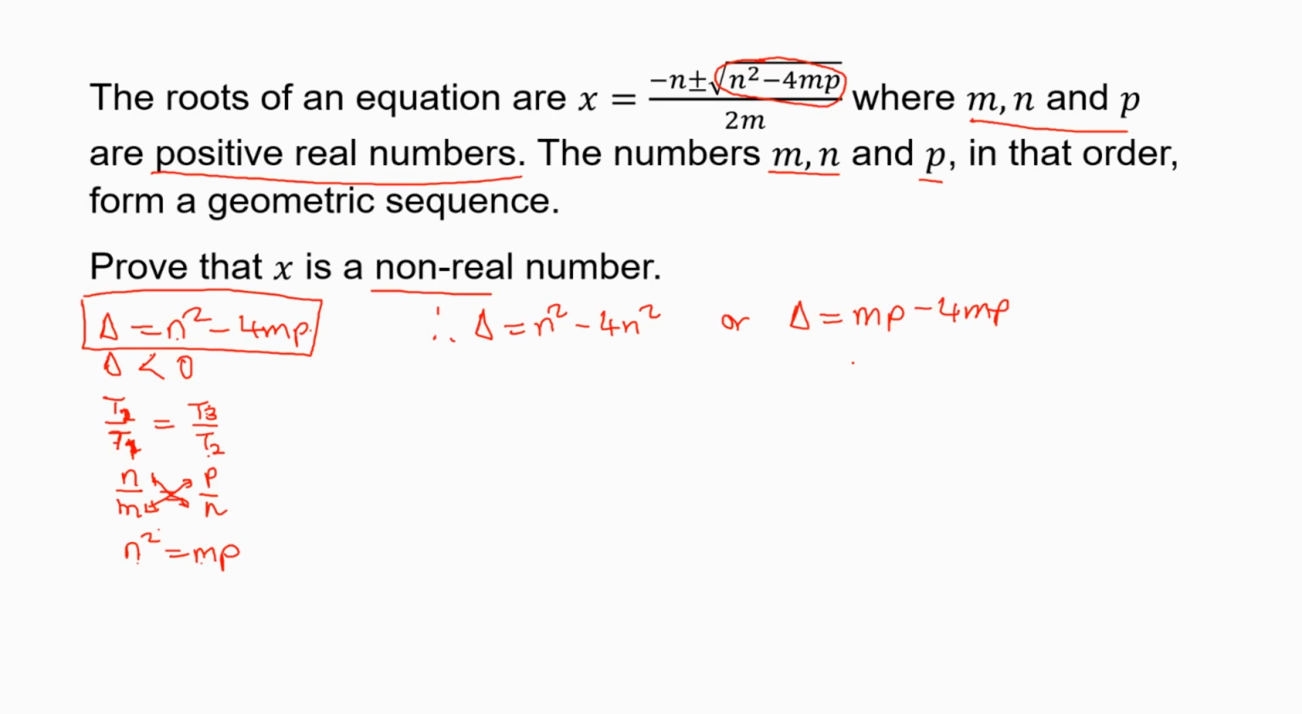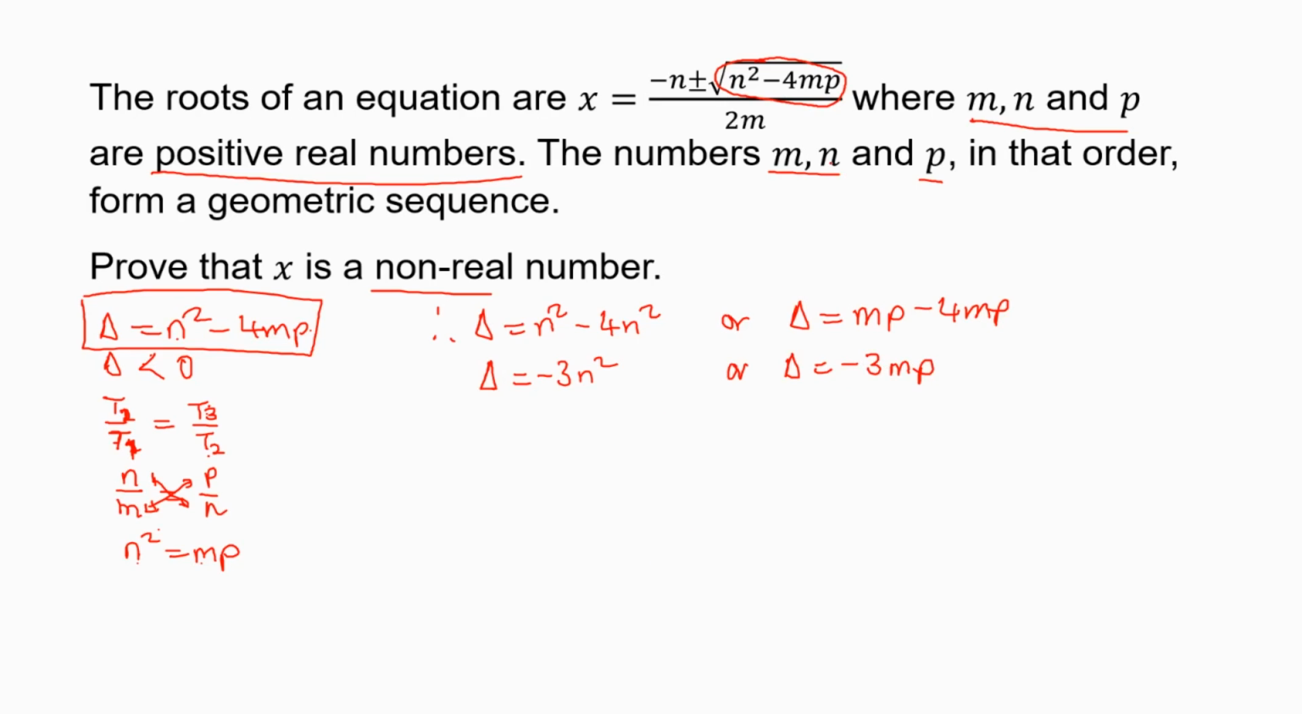Right, and then we can simplify these two equations. So the discriminant is equal to negative 3n squared, or here it is equal to negative 3mp.